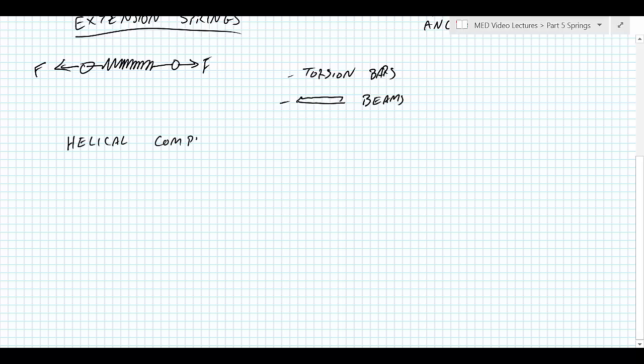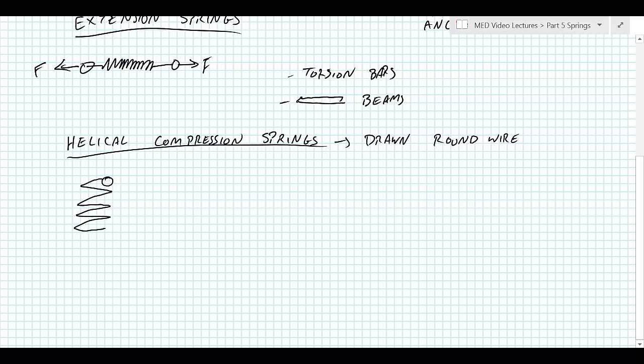So let's begin with helical compression springs. And as I said, helical compression springs are drawn from round wire, which is then formed using machines. So we'd have a round wire, and then it's twisted about, causing some helical shape. So this is my very crudely drawn spring. And of course we put our force acting against that to cause that spring to deflect.